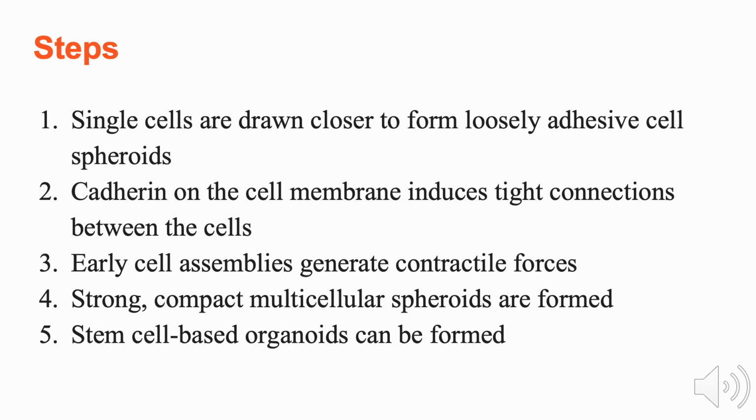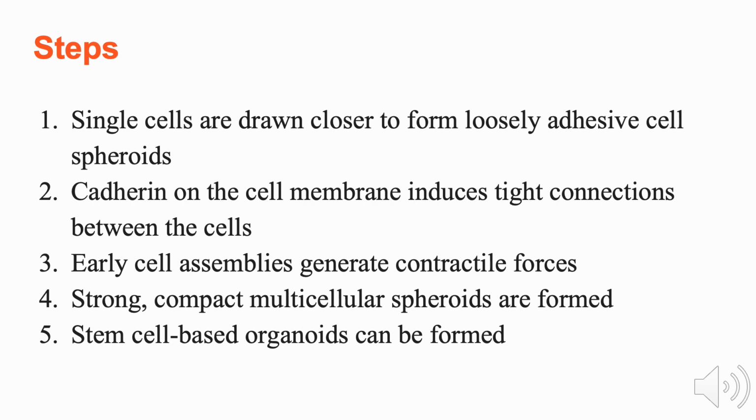First, single cells are drawn closer to form loosely adhesive cell spheroids because ECM fibers and complementary binding at the peripheral cell surface to integrins encourage preliminary aggregation. Next, cadherin on the cell membrane surface induces tight connections between the aggregated cells because of the homophilic cadherin binding of peripheral cells. Following this, early cell assemblies formed by both pathways generate contractile forces via rearrangement of actin stress fibers, leading to compression and the formation of mature spheroids. After this, strong, compact multicellular spheroids are formed.